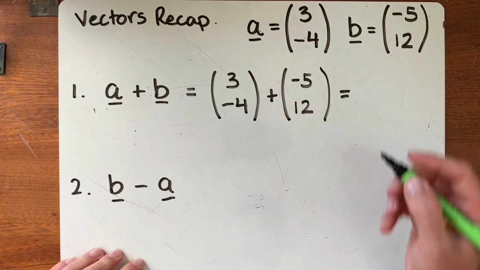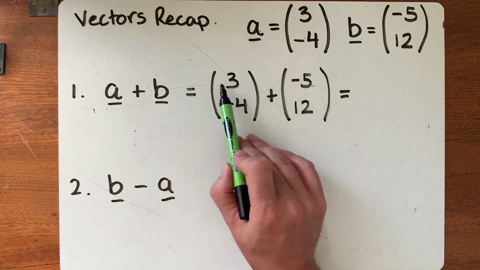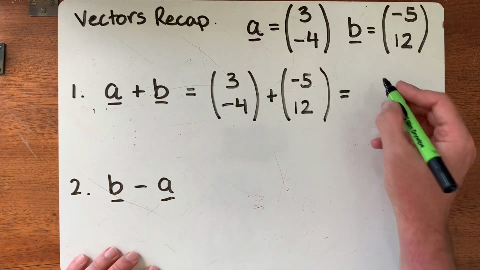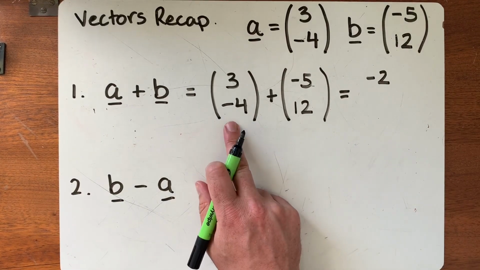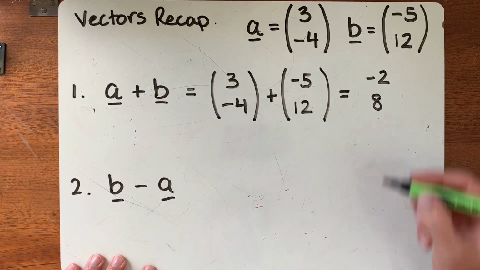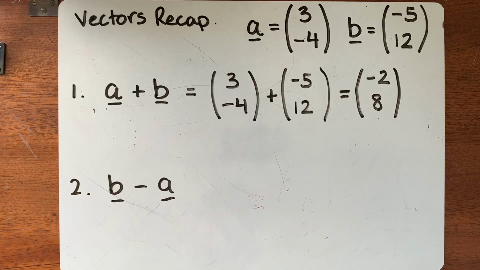And the process with components is a bit more straightforward than if we were doing this with a diagram, which you did practice last week as well. All we do is take the x component, which is the component on the top, and add those together. So we've got 3 plus negative 5, which gives us a result of negative 2. And on the bottom, we've got negative 4 plus 12, which gives me a y component of 8. And there is our solution. If I add A and B together, I get a resultant vector with the components negative 2, 8.